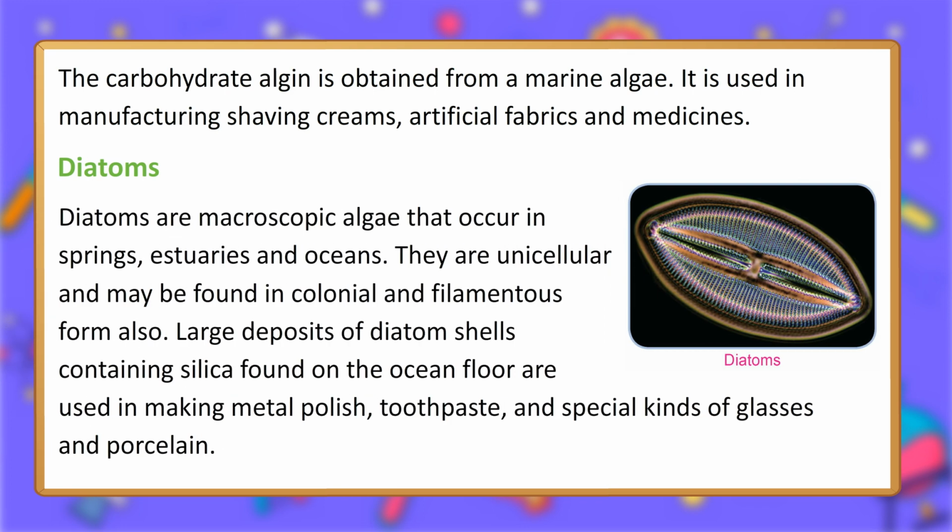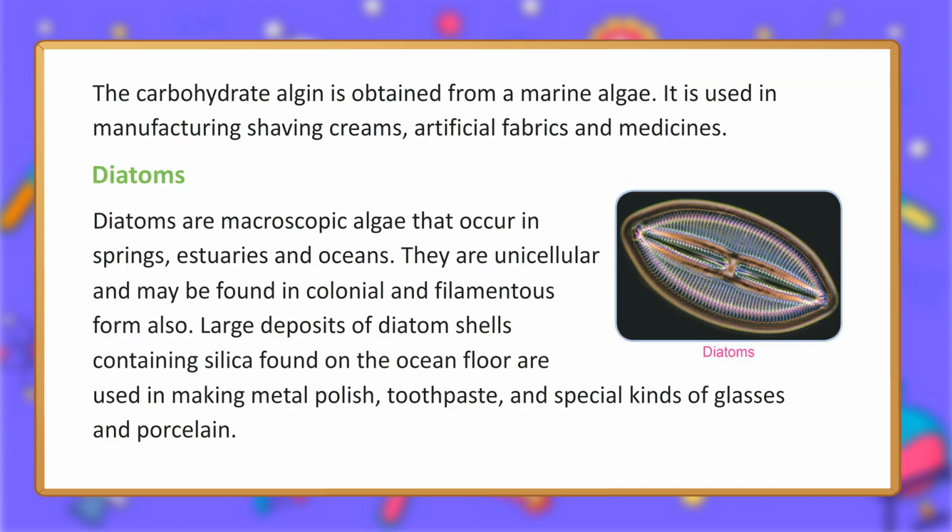Diatoms. Diatoms are microscopic algae that occur in springs, estuaries and oceans. They are unicellular and may be found in colonial and filamentous form also. Large deposits of diatom shells containing silica found on the ocean floor are used in making metal polish, toothpaste, and special kinds of glasses and pots.